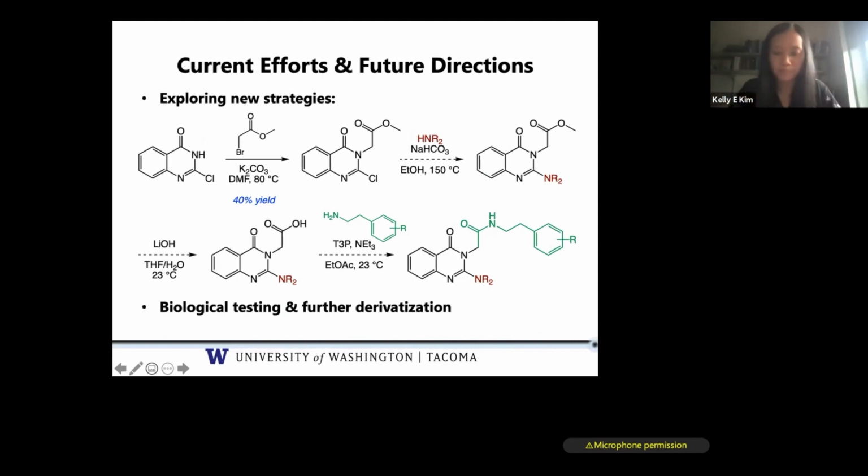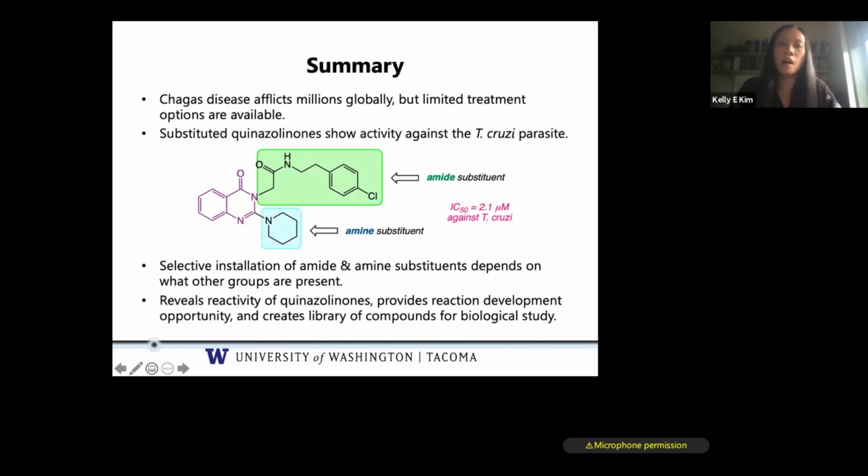So to summarize, these efforts are to study the bioactivity of these quinazolinone compounds, perhaps against the T. cruzi parasite that causes Chagas disease, that has limited treatment options despite being a global disease. And along the way, we're learning quite a bit about the reactivity of these quinazolinone compounds.